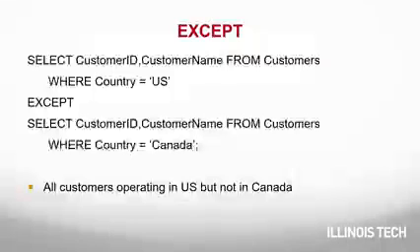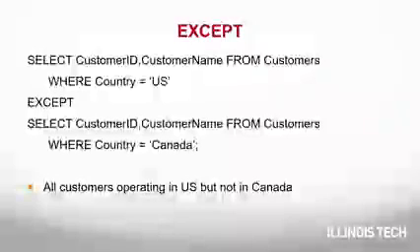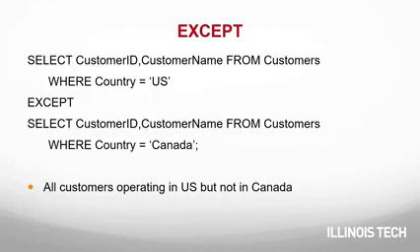Finally, now suppose we want to find all of the customers who only are operating in the US. We can use the except keyword, which gives us set difference. Find all the customers with the country equal to US, except the customers where the country equals Canada, which will give us only those customers in the US whose customer ID and customer name do not appear with the country equal to Canada as well. So all the customers operate in the US, but not in Canada. There are other useful operations that we can also do here.